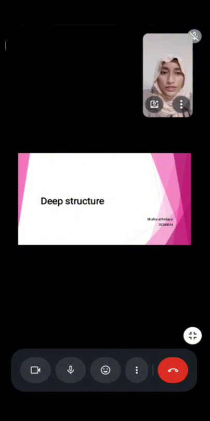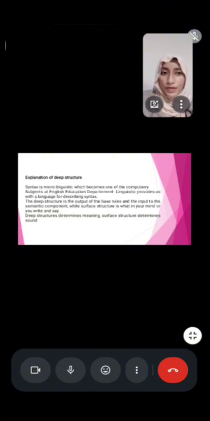I will present deep structure. Explanation of deep structure. Syntax is microlinguistics, which is one of the compulsory subjects at the English Education Department. Linguistics provides us with language for describing syntax. The deep structure is the output of the base rules and the input to the semantic component, while surface structure is what you write and say. Deep structure determines meaning, surface structure determines sound.